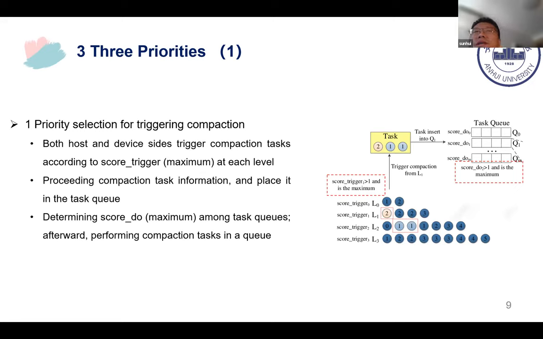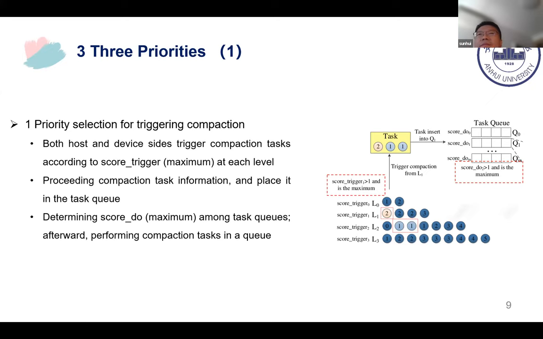One is the priority selection for trigger compaction. Both host and device side trigger compaction according to the score trigger, that is the maximum value at each level. It processes the compaction task information. The information primarily includes the metadata for SSTables involved in compaction, and places it in the task tree. Determining the score is also the maximum value at each level. Among the task tree, afterward, compaction tasks are performed in a queue.